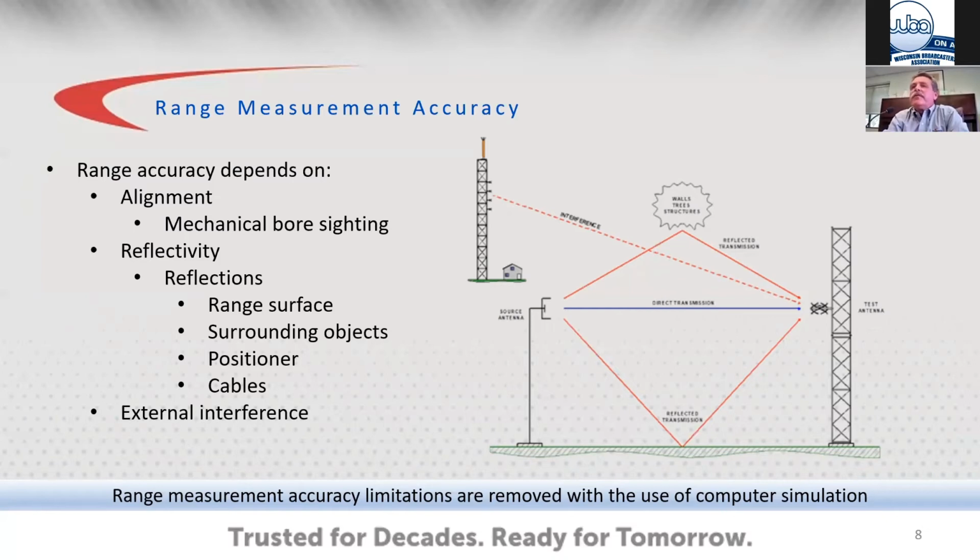No range is truly in free space. You always have reflections from the ground, trees, the test setup itself. And there's also a lot of what I call RF spam floating around out there, which causes external interference. And all of these things really limit the accuracy of any range measurement. And that can be removed with computer simulation.